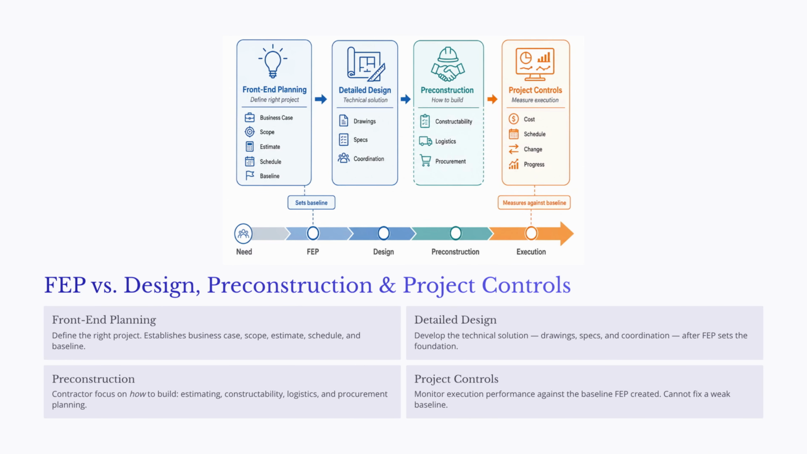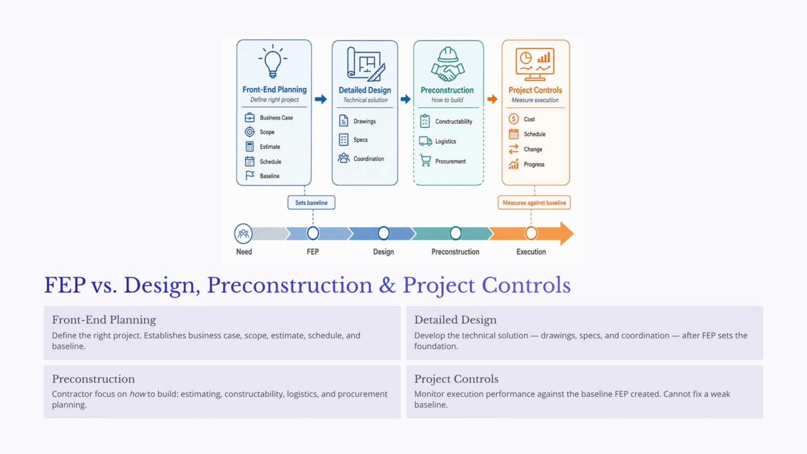Front-end planning is closely related to design, pre-construction, and project controls, but it is not the same as any one of them. FEP helps define the right project. It establishes the business case, scope boundary, cost estimate, schedule logic, execution strategy, and baseline for future work. Detailed design comes after that foundation is established. Design develops the technical solution. It produces drawings, specifications, calculations, and coordination details needed to permit, procure, and construct the facility.